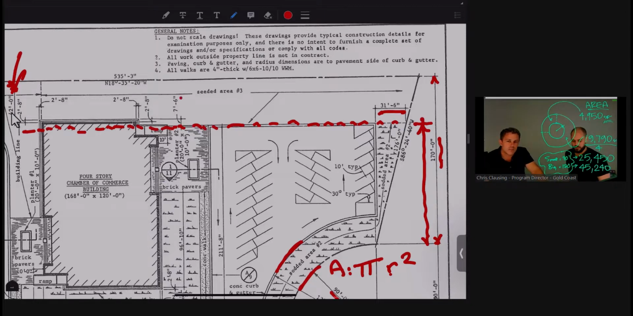So let's take 7'6", subtract 2'8". You get pretty close to 5 feet. And then you just add that to the 42 feet. I'm going to write that here. And we're done with that. You can just keep the 4950 is good.